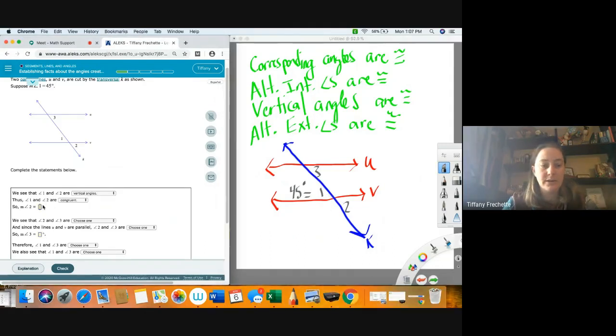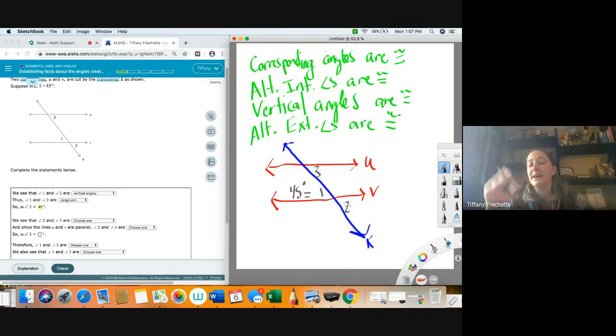Oh, got rid of my 45 over here. So I know that angle 2 and 3 are not vertical angles. I'm not going across a vertex. They're also not alternate because they're on the same side of that blue line. They're both kind of to the right side of the blue line. So that gets rid of these bottom 3.